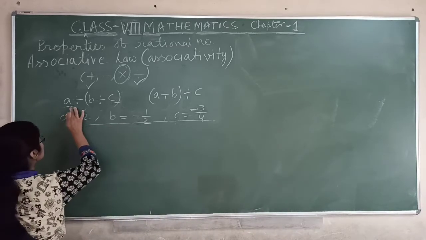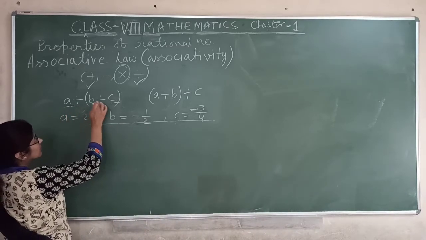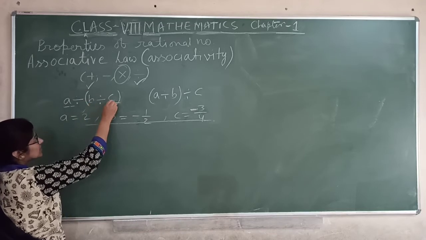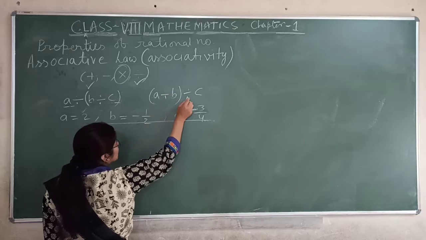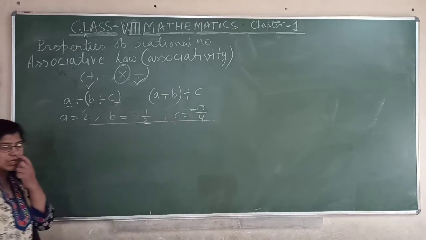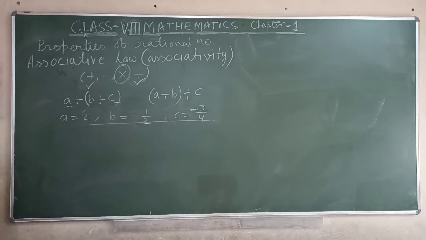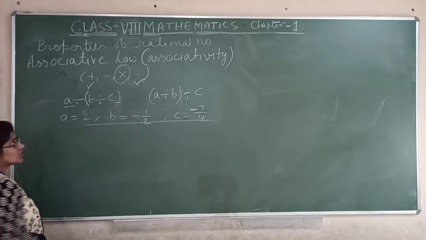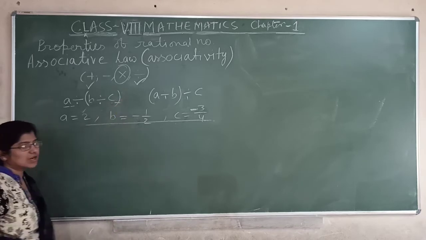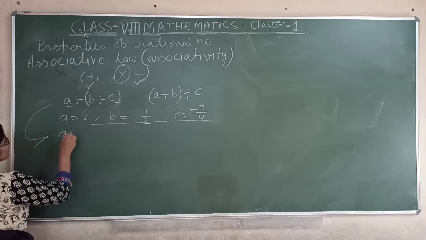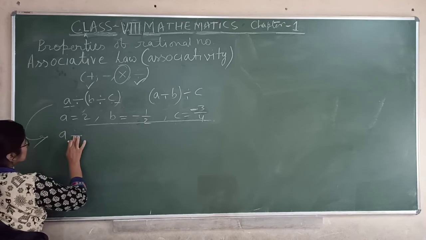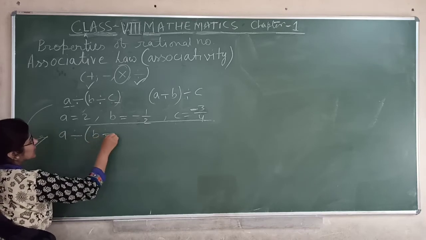Okay, we check A divided by (B divided by C) and (A divided by B) divided by C. If both come equal, we will make an equal sign here. If not equal, we will make a not equal sign here. Let's check. First we will check this one: A divided by (B divided by C).